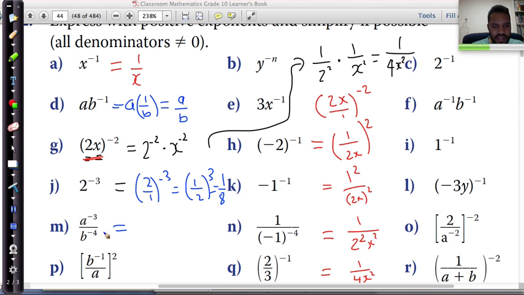Okay, and then finally, this one we can just take that to the top and bring this one to the bottom. So if I take b to the negative 4, it's going to become b to the positive 4, over a to the negative 3, which becomes a to the positive 3.